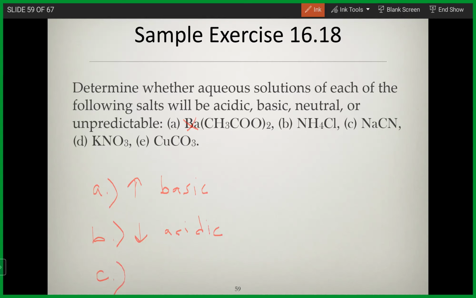C, sodium cyanide. So again, sodium, just like the barium, is going to be a conjugate acid of a strong base, so that won't affect it at all. And I'll also cross out the Cl. But the cyanide, HCN, is going to be a weak acid. So this is going to be the conjugate base of a weak acid. We'll see that will become more basic then.